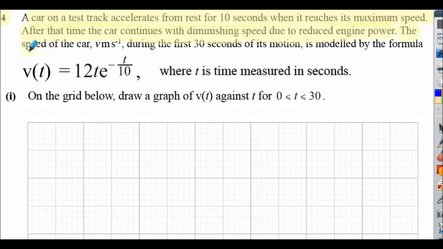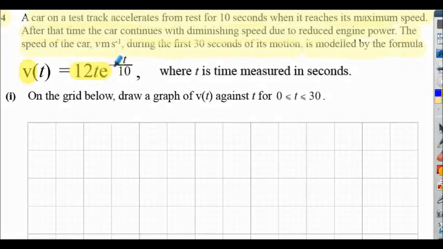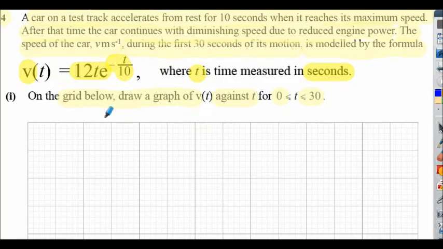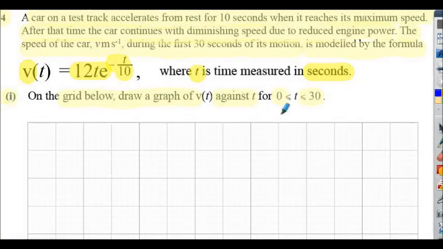The speed of the car, v meters per second, during the first 30 seconds of motion is modelled by the formula shown here. V is equal to 12 multiplied by t multiplied by e to the negative t upon 10. T is measured in seconds. On the grid below, we have to draw the graph of velocity against time from 0 to 30 seconds. So obviously we'll need to use the equation and work out some points to help plot the graph. So this is part 1, and I'll show you the solution on the following slide.